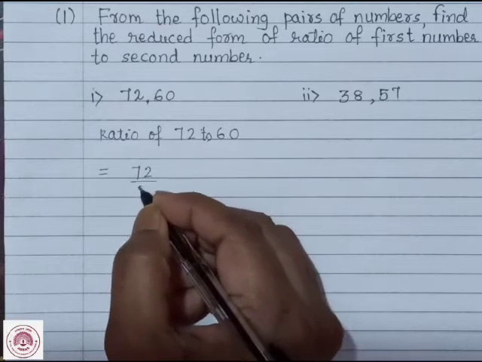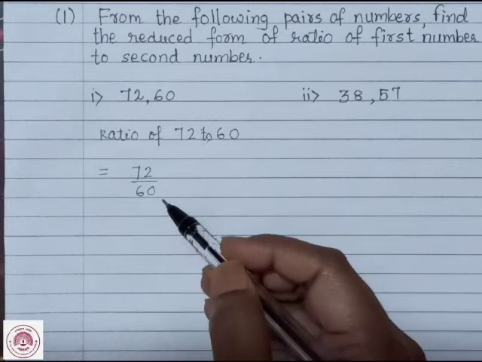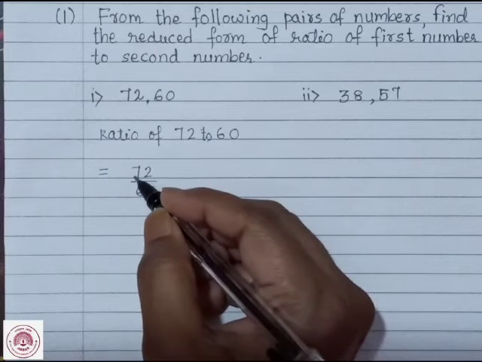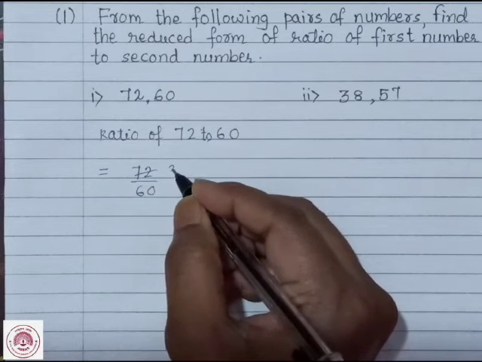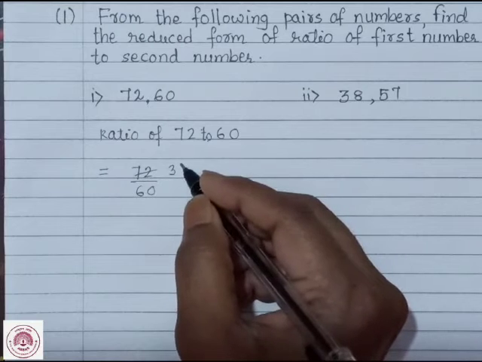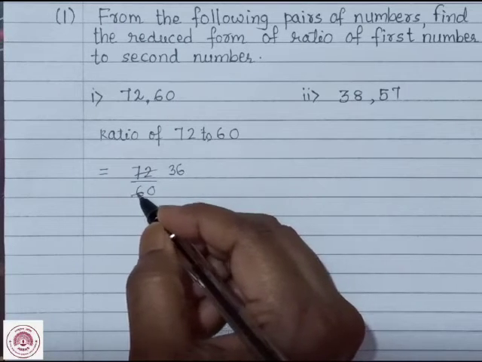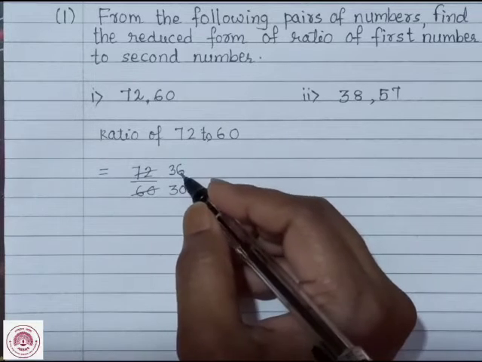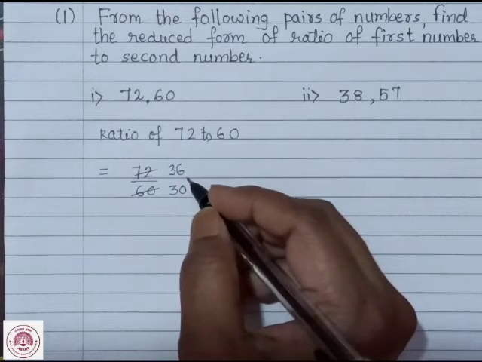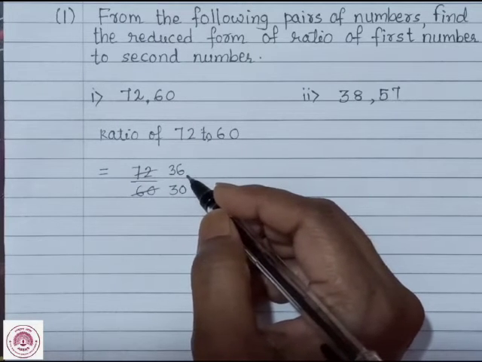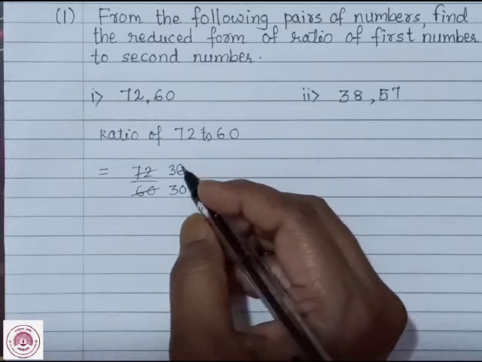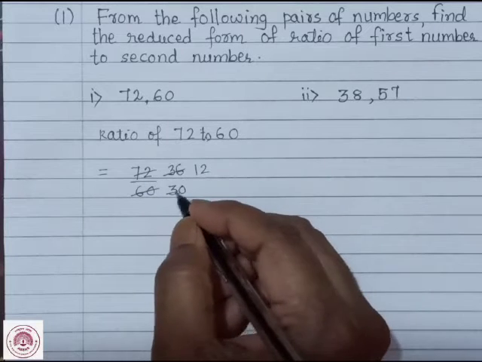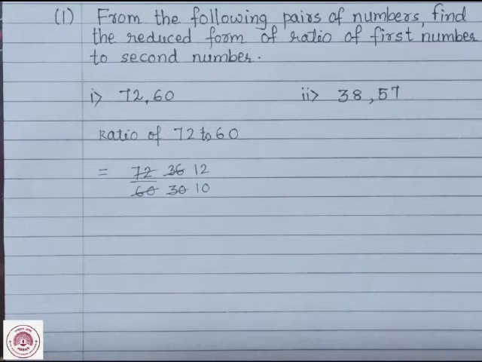72 upon 60. Now both these numbers are divisible by 2. So we'll divide them by 2. So 2 3 times is 6, then 2 6 times is 12. Similarly 2 30 times is 60. So now again we can divide it by 3. We can divide it by 2 or we can divide it by 3. So let's divide with 3. So 3 12 times is 36. 3 10 times is 30.